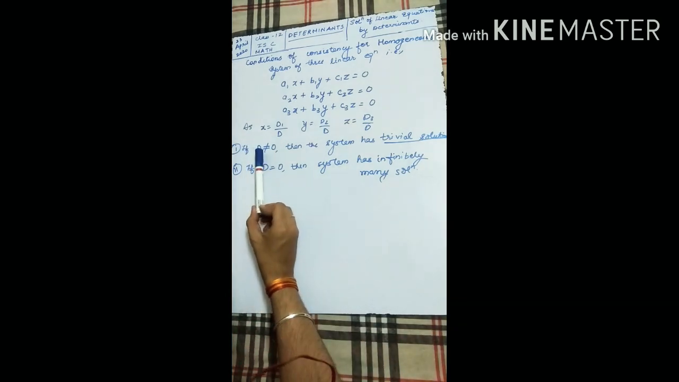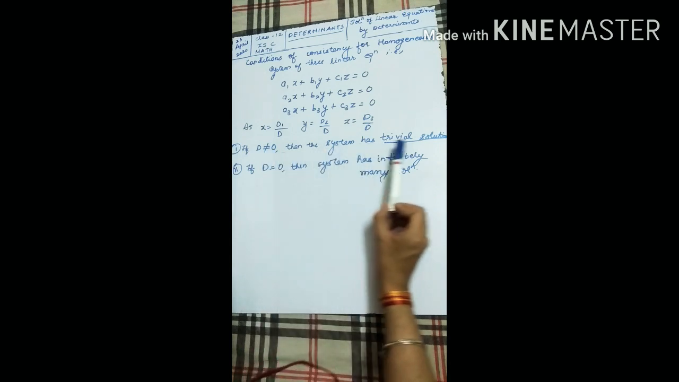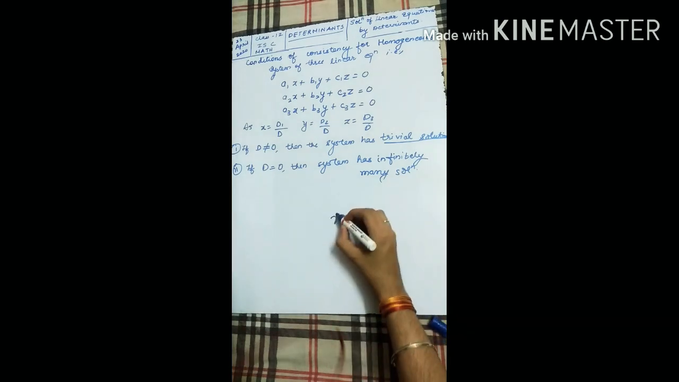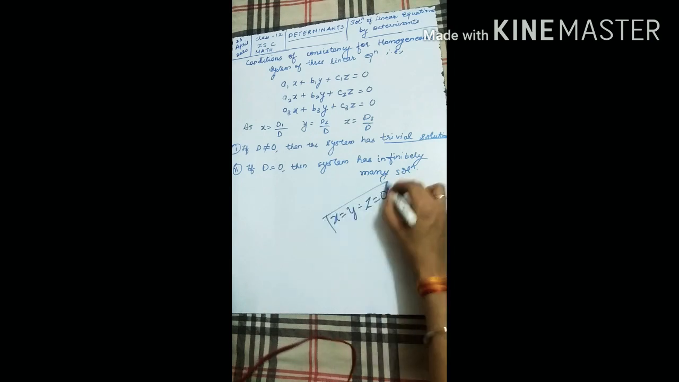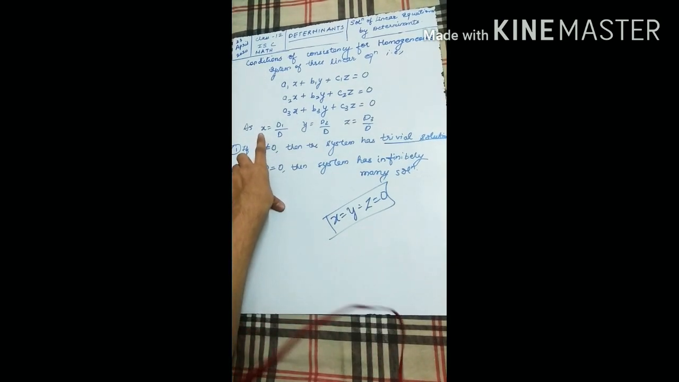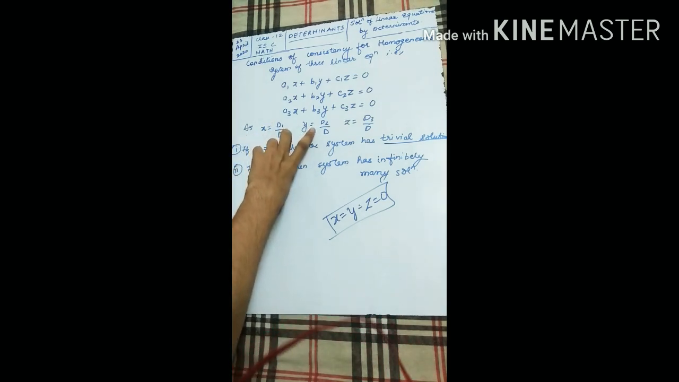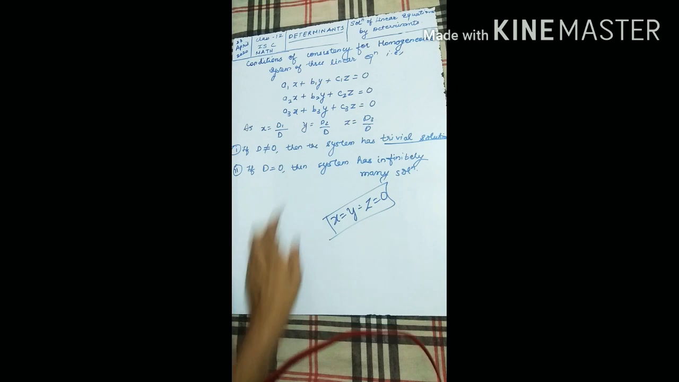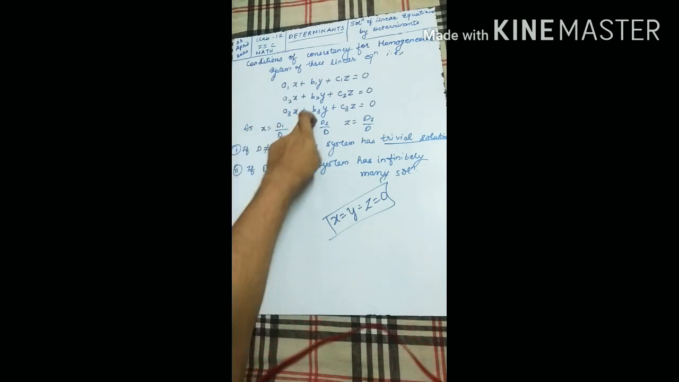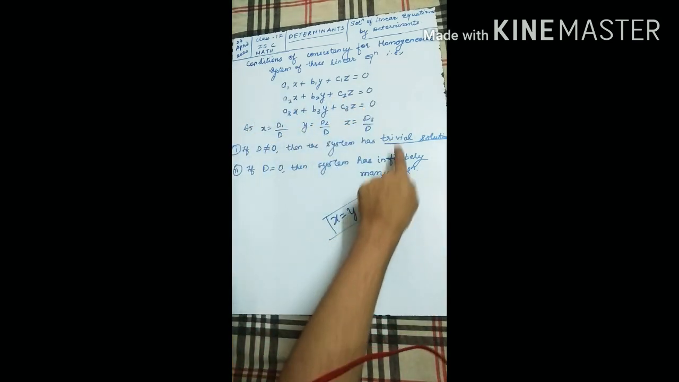If d is not equal to 0, then the system has the trivial solution. I have again explained that the trivial solution means that if the values of x, y, z are 0, then it gives the trivial solution. Now from the Cramer rule, x is equal to d1 upon d, y is equal to d2 upon d, and z is equal to d3 upon d. That means if d is not equal to 0, and d1, d2, d3 are equal to 0, then you will get a trivial solution.